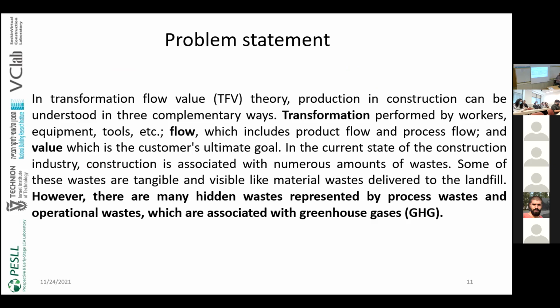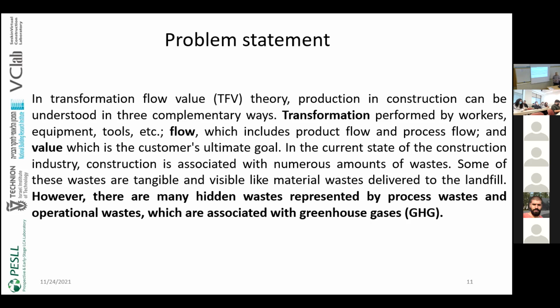So the problem statement in this research is that in the transformation flow value theory, waste reduction in construction can be understood in three complementary ways: transformation performed by workers, equipment, tools, and process, which includes the product flow and the process flow, and value, which is the customer's ultimate goal. In the current state of construction, the construction industry is associated with a numerous amount of waste.